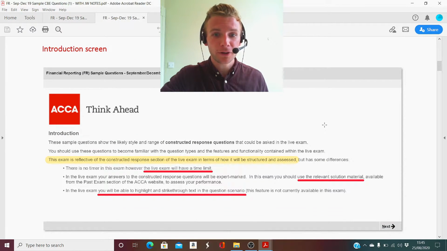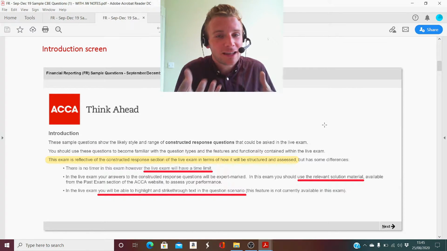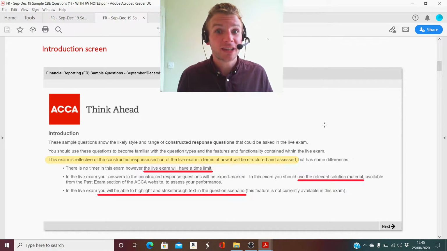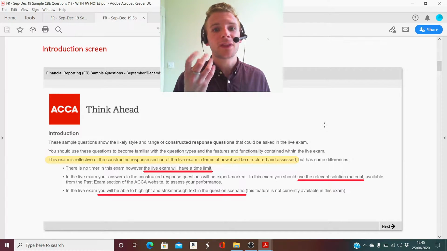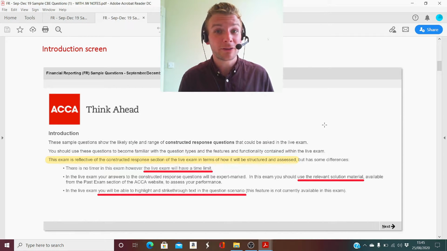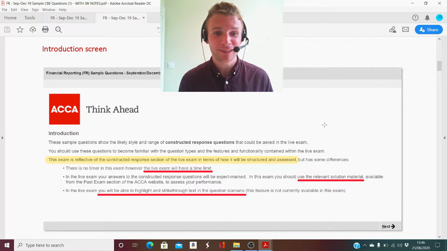So this is the actual process as you are going through it in your computer-based examination. And I've highlighted and underlined in my analysis all the key areas that I thought really stood out and things that will definitely add value in your upcoming examination. So in yellow, just to kick us off, the examination is reflective on the constructed response selection of the live exam in terms of how it will be structured and assessed. So in other words, what we're going through here is when you're sat in front of your computer, this is how it's going to go, and this is how you need to actually operate the system. Be warned is the main thing, that people will make mistakes.